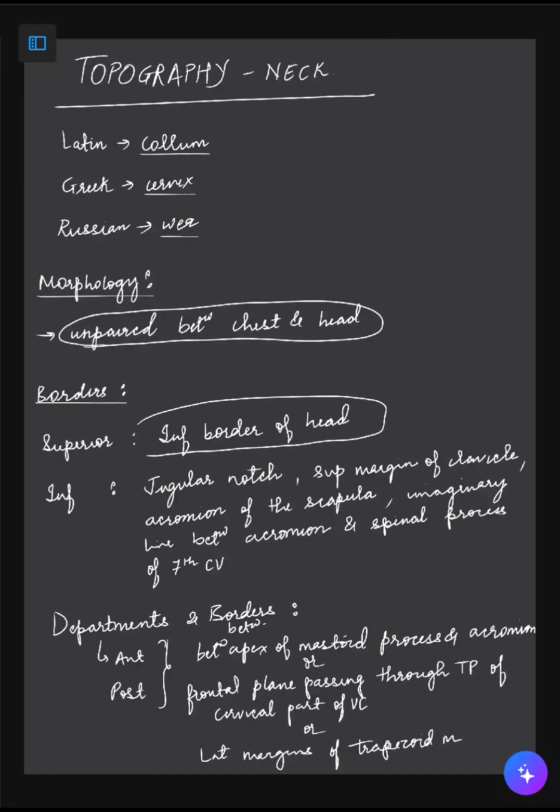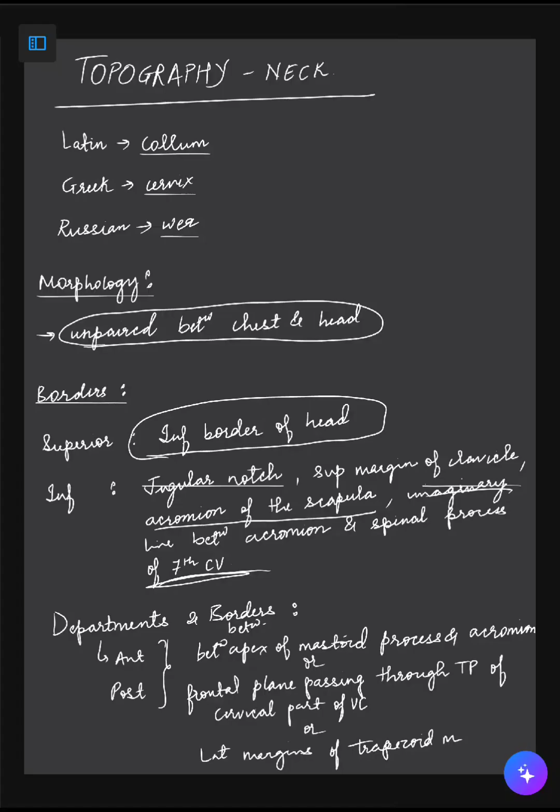Superiorly is the inferior border of the head. Inferiorly are the jugular notch, the superior margin of the clavicle, the acromion of the scapula, and an imaginary line between the acromion and the spinous process of the 7th cervical vertebra. Now, these are the superior and inferior borders.